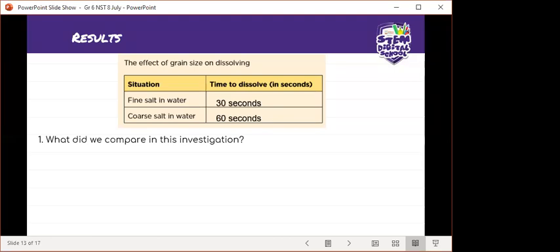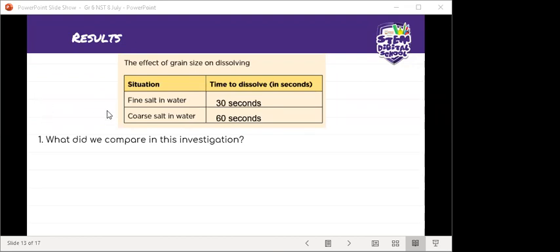You guys can use the group chat or you can raise your hand. What did we compare in this investigation? Okay, Ijura's hand is up. The two solids that we compared here were the rocky salt, which is coarse salt, and the fine salt. Those were the two salts that we compared. All right, beautiful. Ijura says it's the two types of salts that we compared.